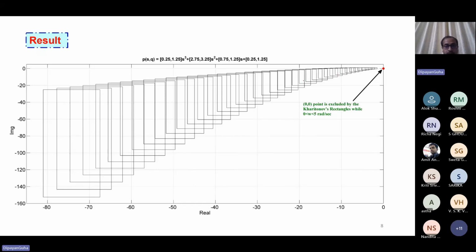As you can see, for a given frequency range, this is the origin or 0 point, and this family of rectangles is rotating. If you watch the rotations of these rectangles, you will find they are rotating in a counterclockwise direction, starting from the initial frequency to the calculated frequency. And these rectangles are not including this 0 point or origin point. So invoking the zero exclusion principle of Kharitonov's theorem, we can conclude that the closed loop control system for which this interval polynomial has been derived is a robustly stable system as far as this test is concerned.